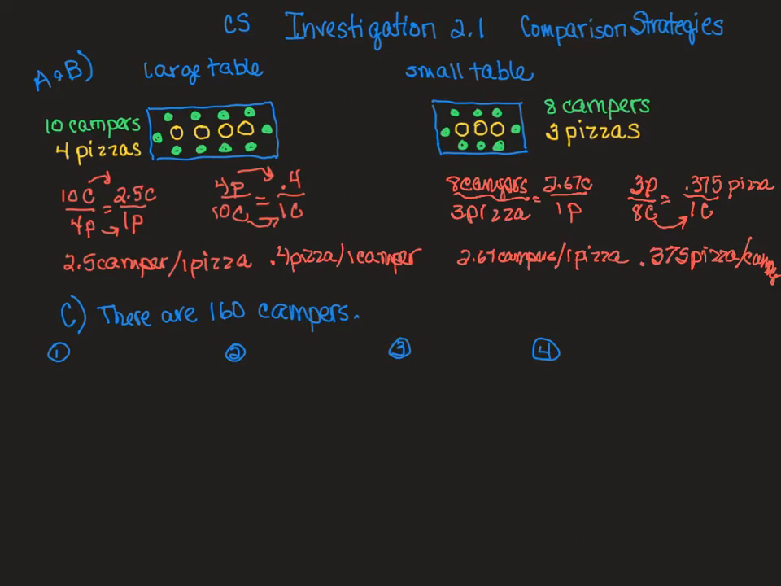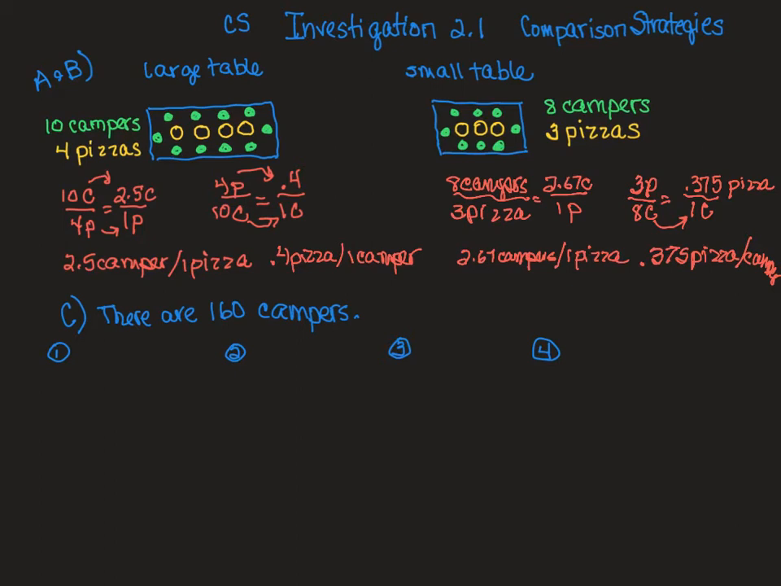C says, okay, so they got 160 campers. Well, I don't know, because in investigation 1, they had 240. So this session, they only have 160. So they're looking at how they're going to set this up. Number 1 says, if everybody sits at the 8 tables, how many pizzas will they need? Well, first of all, I need to know how many tables I'm going to have.